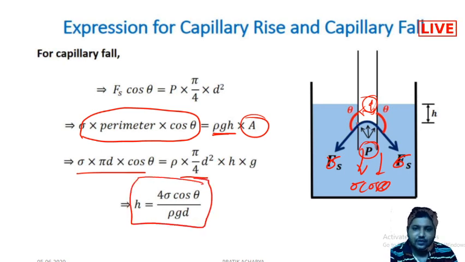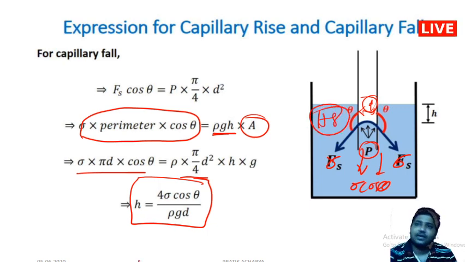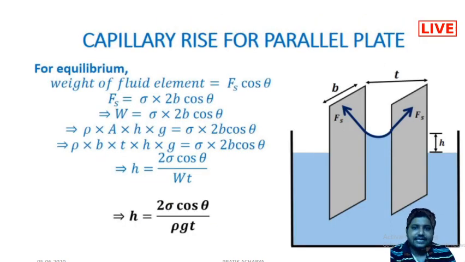In the case of mercury, there is a depression, or a capillary fall, and the magnitude is 4 sigma cos theta by rho g d, and in the case of water there is a capillary rise. Why? Because this adhesive force is more than the cohesive force, and the same expression comes in both cases.